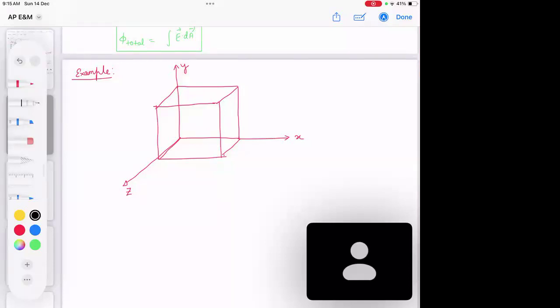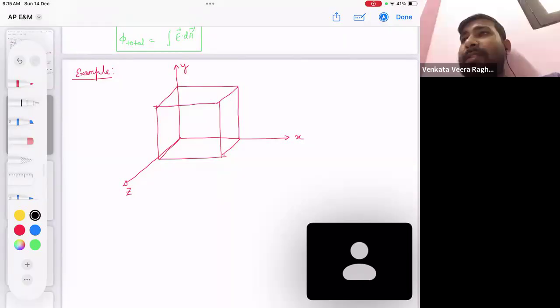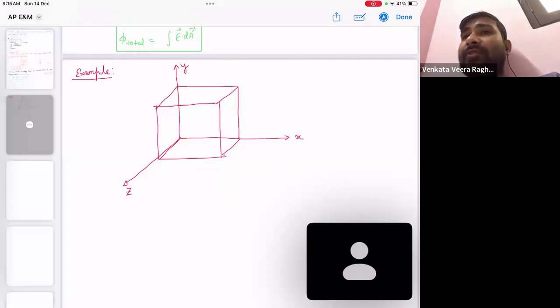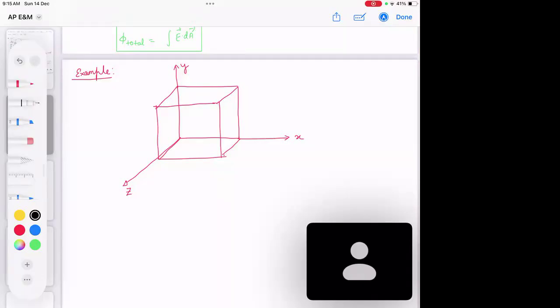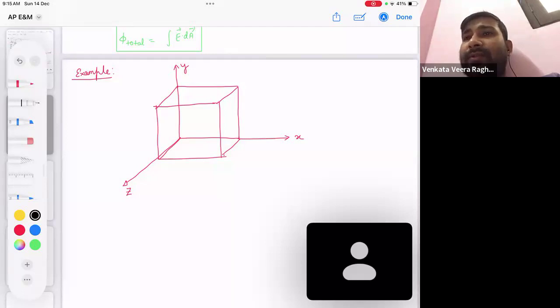Zero. Will it be zero? Please tell me, is it going to come zero? If electric field is uniform, then flux will come how much? It will come zero. But if I give you electric field as variable, then also the flux will come zero. Yes, sir. If it is variable, then also it will come zero.